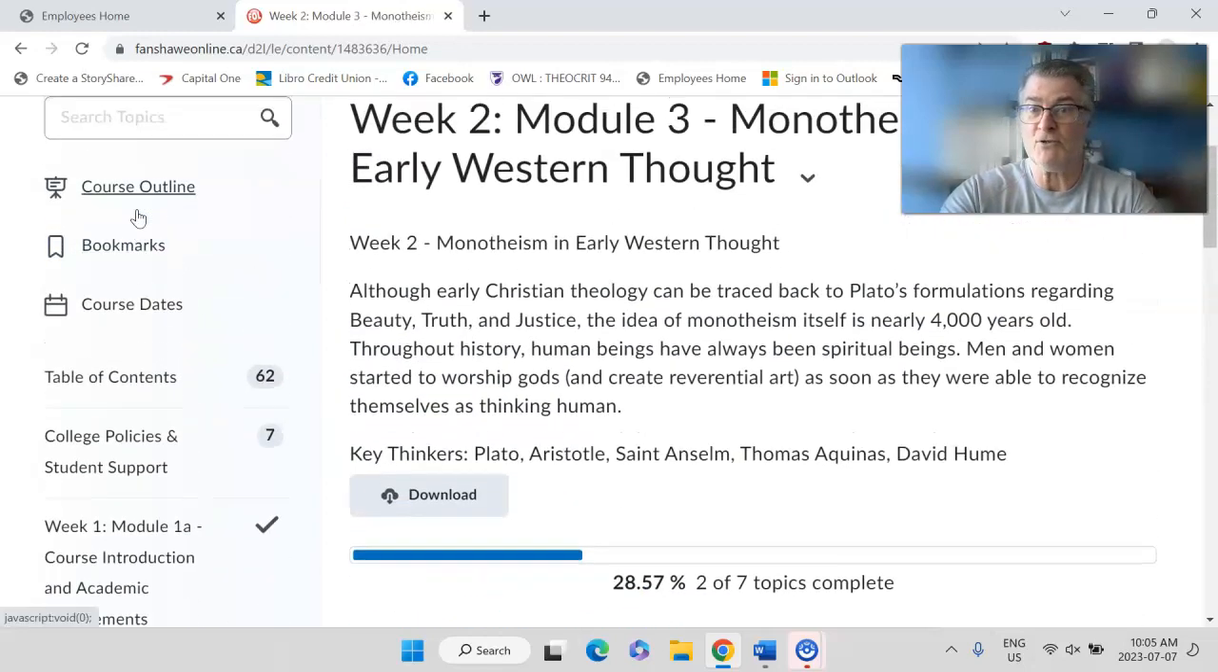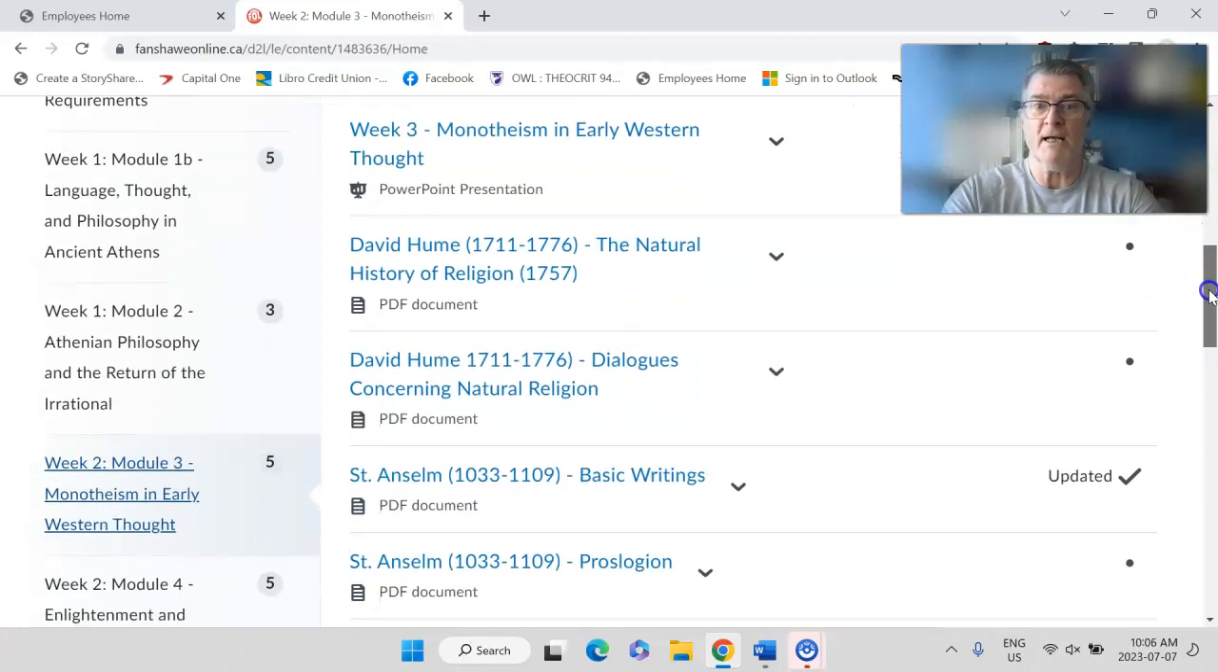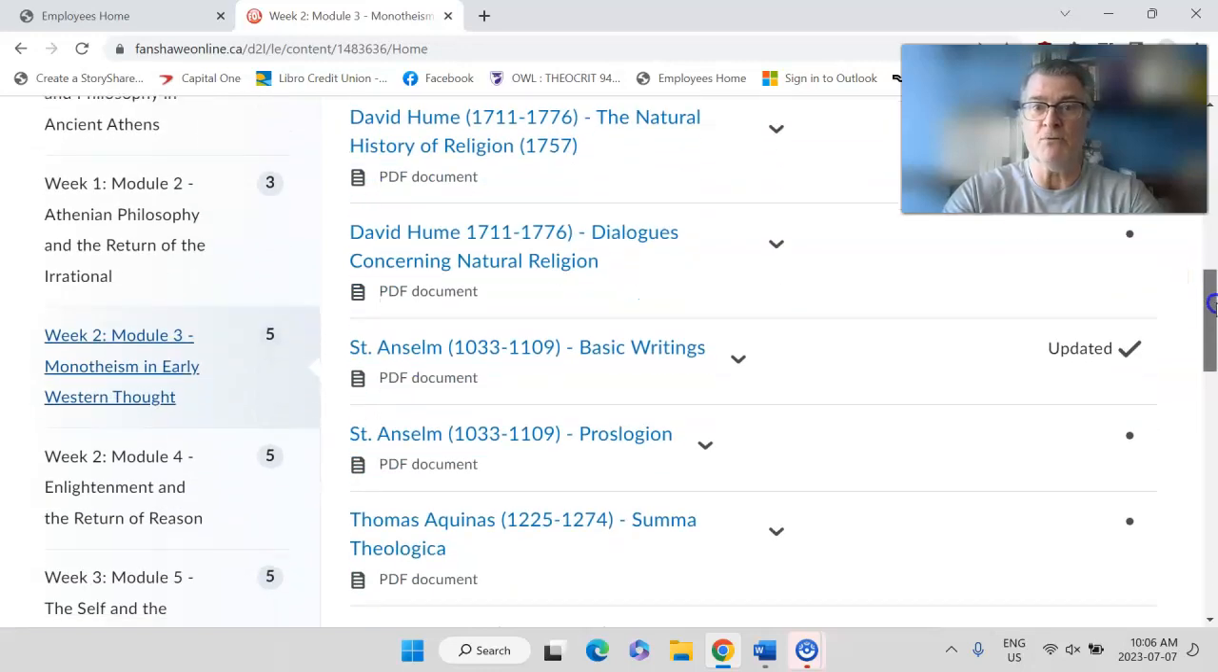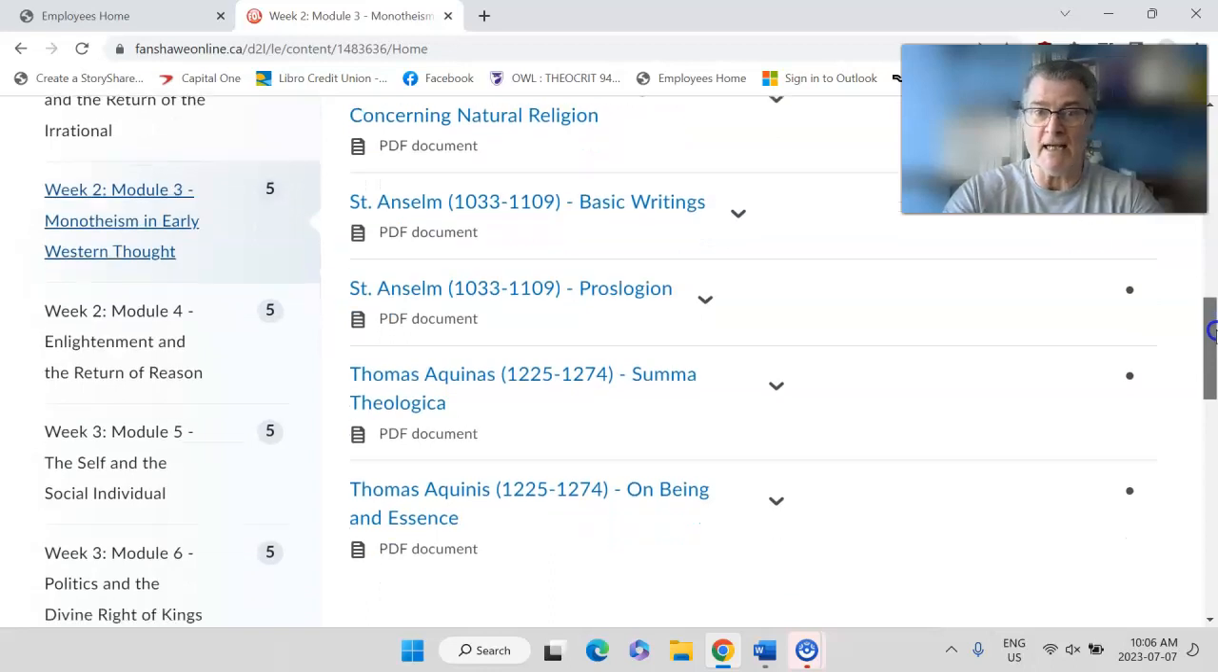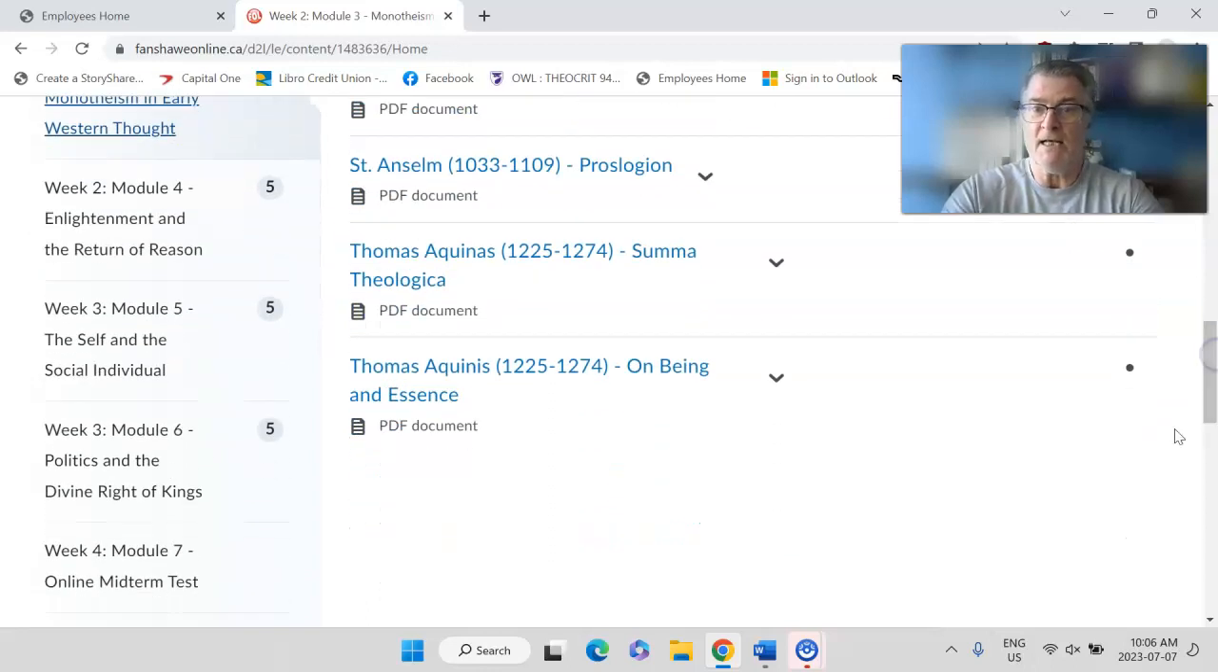To go to number 2, Monotheism, scroll through, and we have the PowerPoint presentation here we're going to talk about shortly. David Hume, History of Religion. David Hume, Dialogues Concerning Natural Religion. St. Anselm, Thomas Aquinas. And all the material that you need is right there. So please avail yourself of this material because it's there for you to write a really good essay.